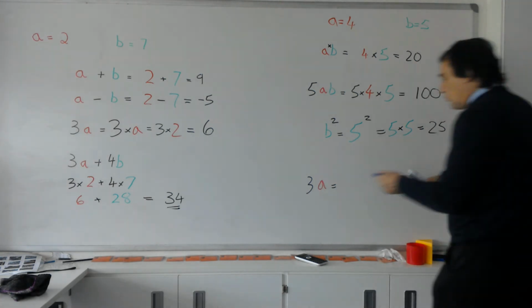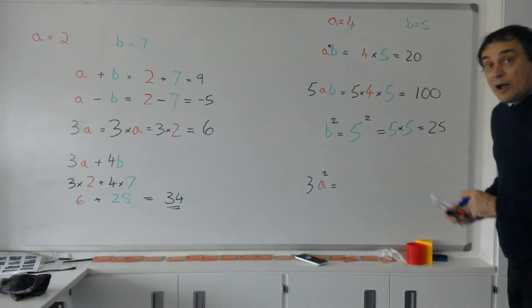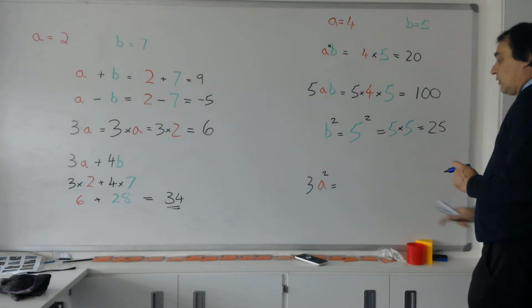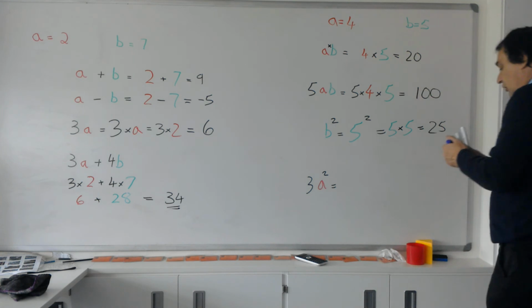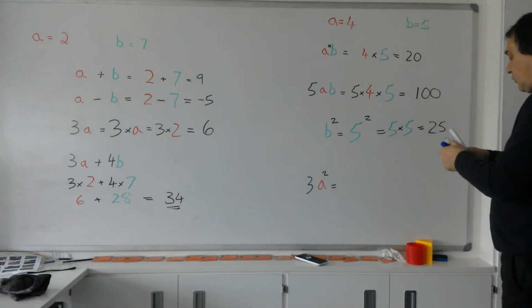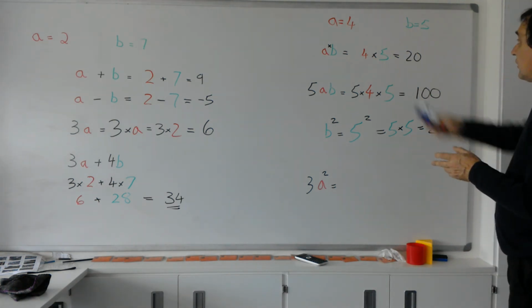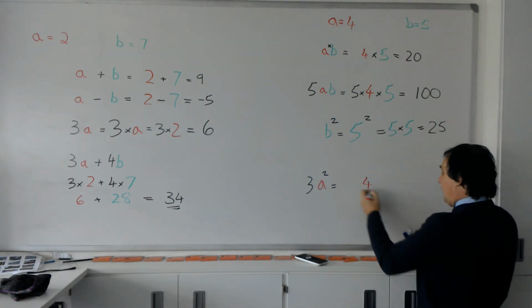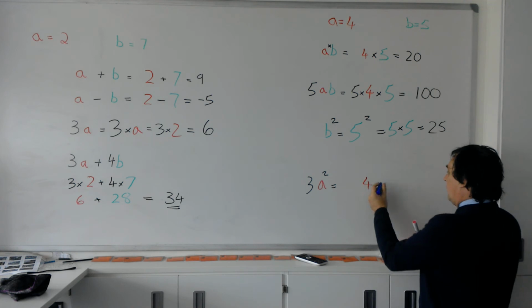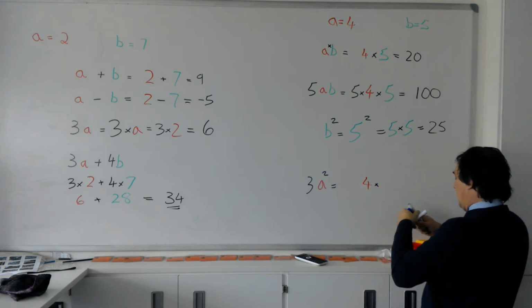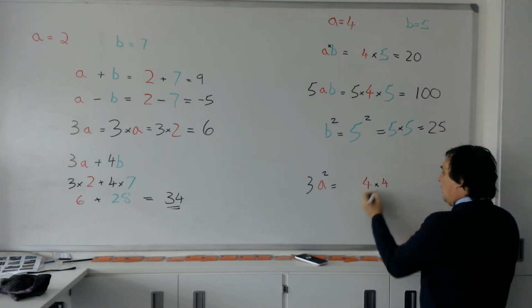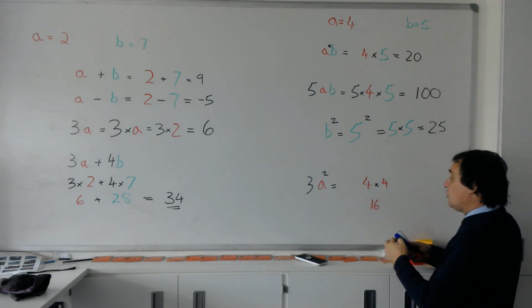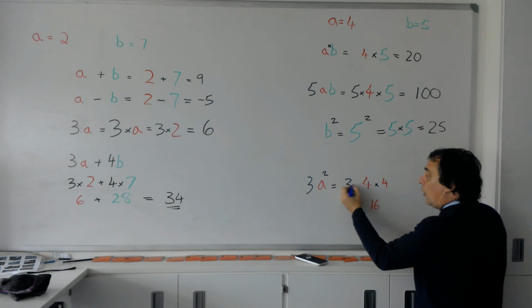And then I'm going to be doing 3A squared. Let's do 3A squared. Talk about order first of all. What we've got to do first of all is the squared bit first. So A squared is going to be 4 squared, isn't it? So make sure that we do our 4 times 4. Get that bit out of the way first of all, and that gives us 16, doesn't it? And then afterwards you multiply the whole lot by 3.